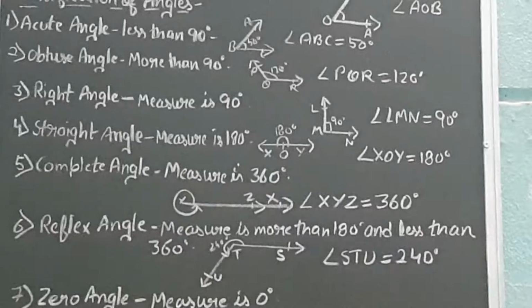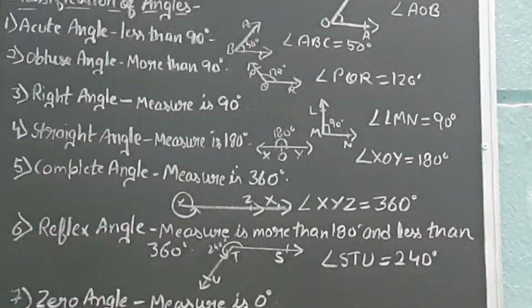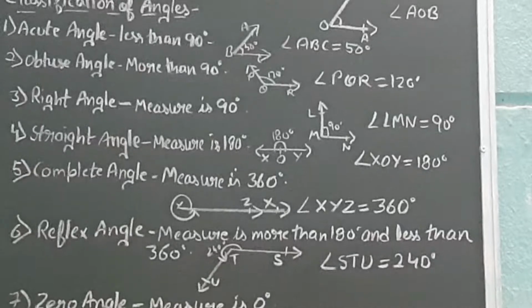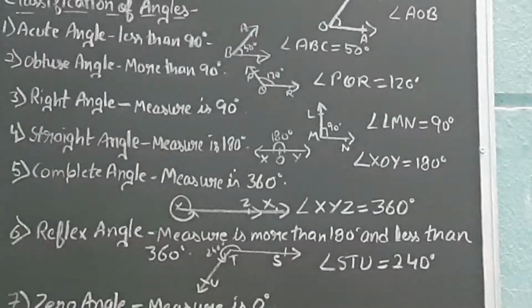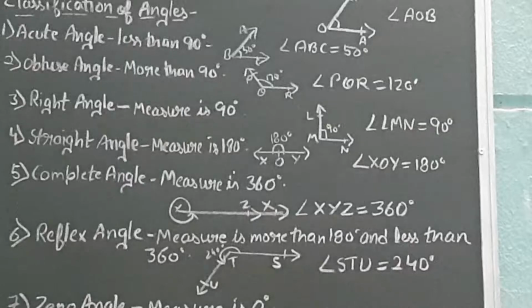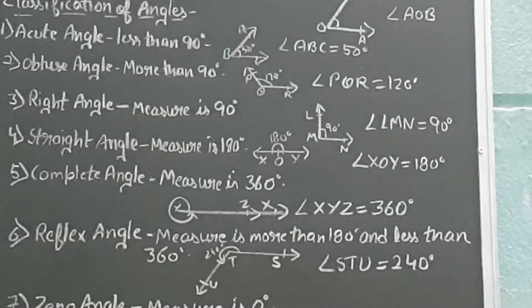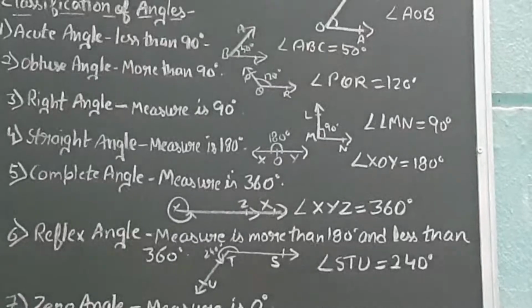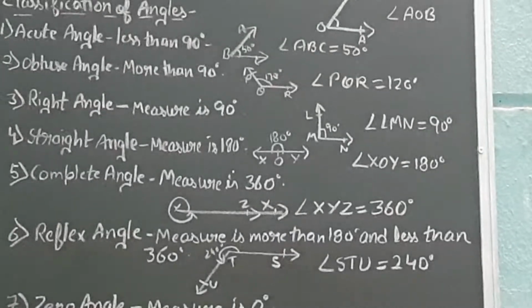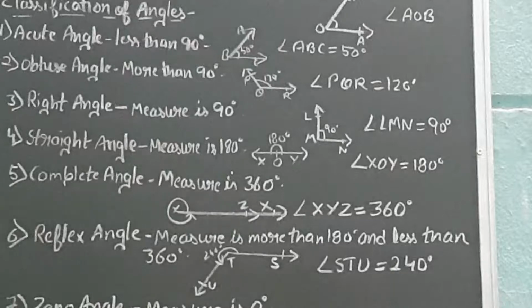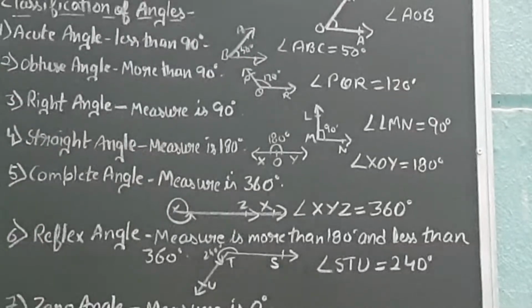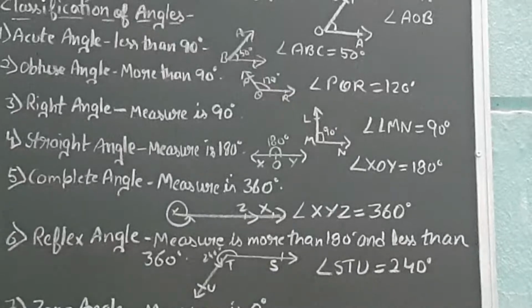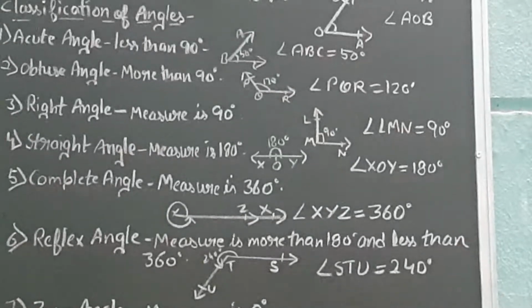Then the fourth type is the straight angle. All those angles whose measurement is 180 degrees are straight angles. In this figure angle XOY, its measurement is 180 degrees, meaning it's an example of a straight angle. Then the fifth type is the complete angle. All those angles whose measurement is 360 degrees are complete angles, and in this figure angle XYZ, its measurement is 360 degrees, meaning it's an example of a complete angle.